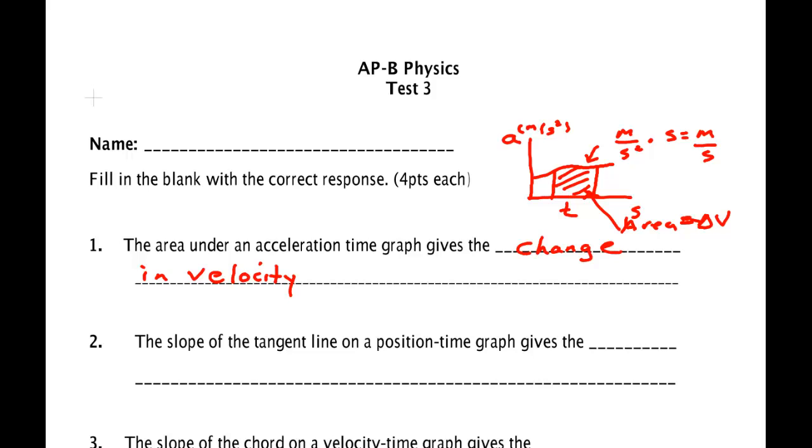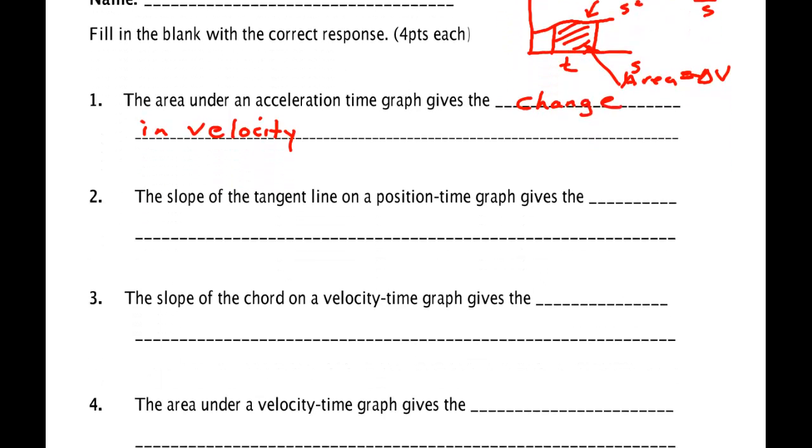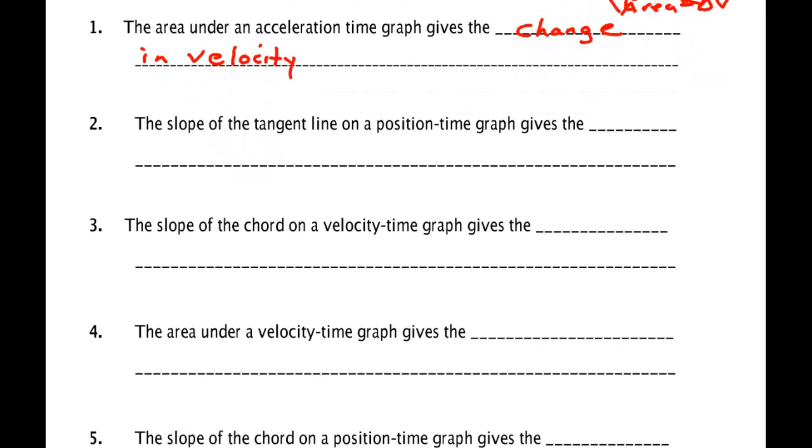The slope of the tangent line on a position time graph, by definition, is the instantaneous velocity. If you leave off the word instantaneous, that's fine, because if we don't say instantaneous, we mean instantaneous. If we don't mean instantaneous, like for instance, if we want the average velocity, we have to say average. But if we don't say anything, it's understood that it's instantaneous.